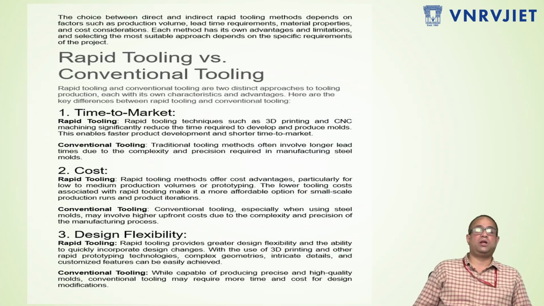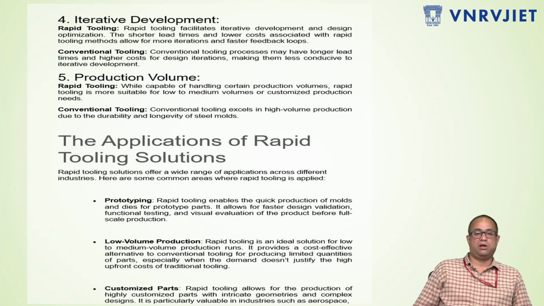But with conventional tooling, once you go for making the parts, coming back again is very time consuming, and a large amount of labor has to be spent. Okay, and iterative development can be done only in rapid tooling, whereas in conventional tooling, such iterations are a big constraint. And coming to production volume, rapid tooling is not that much up to the mark, whereas conventional tooling is suited for mass production.